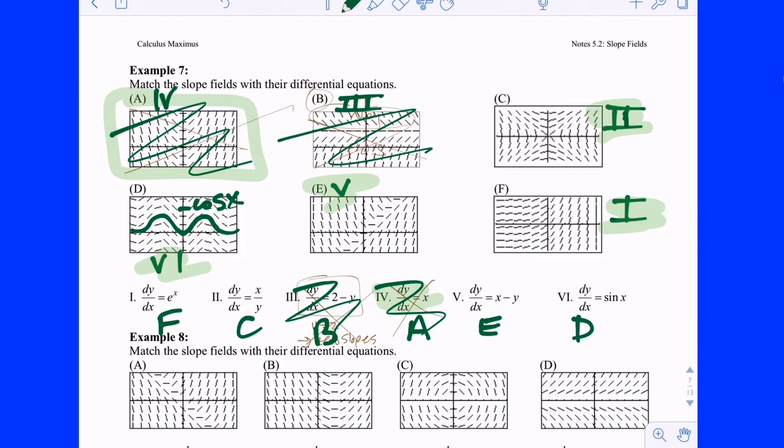All right, if you want to check, I got the answers up here. If you want to put the Roman numeral by the graph or the letter by the Roman numerals.